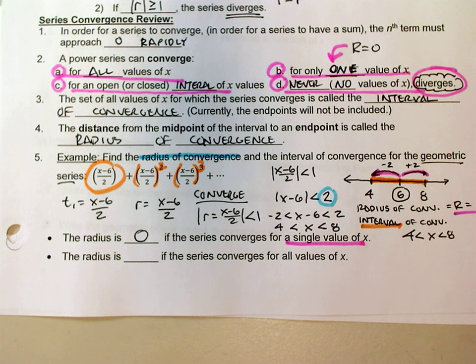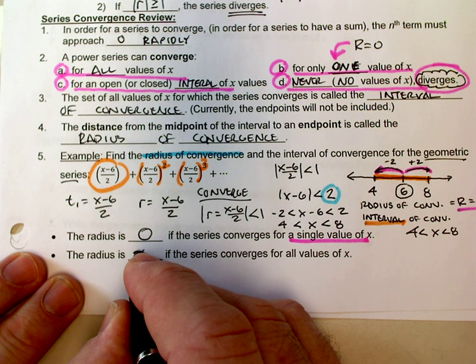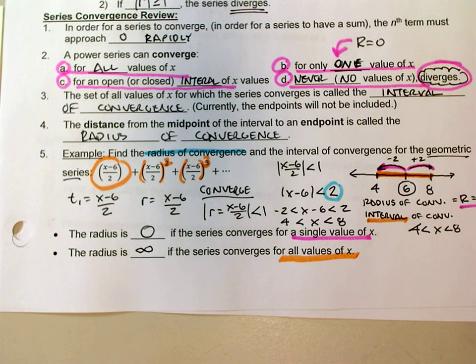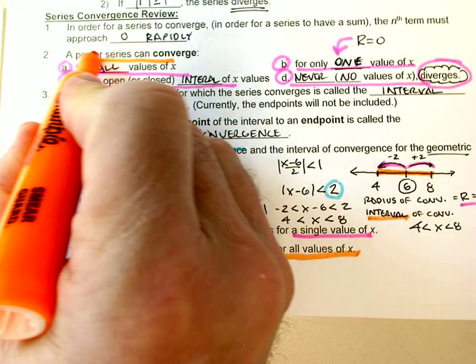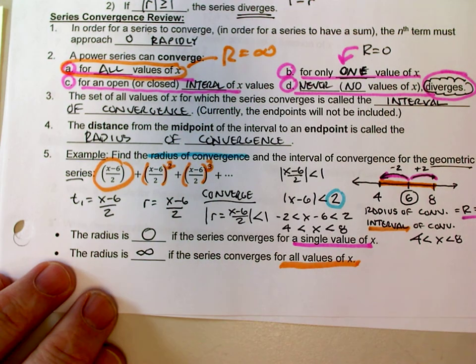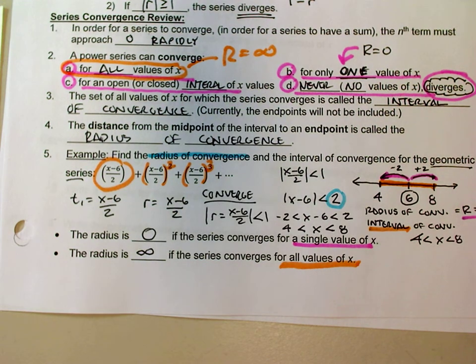Sometimes we'll evaluate this and we'll see that the radius is infinite. In that case, all values of x will allow the power series to converge. In other words, that's this example, or this one here. When our r equals infinity, then all values of x can be used, and the series will converge.